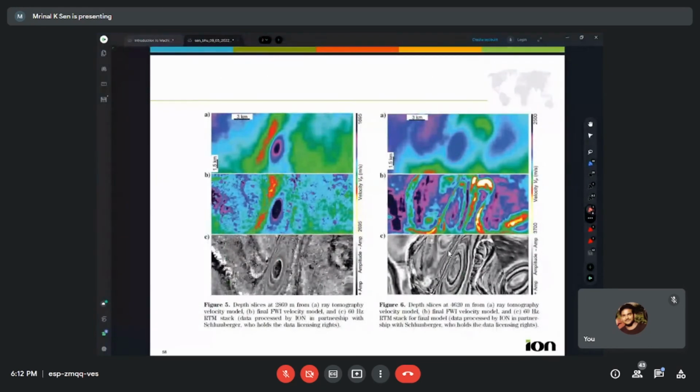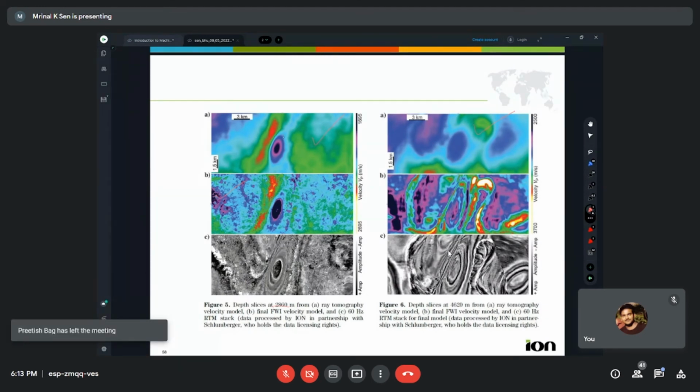Now this is the kind of plots that you will be looking at when you are carrying out an interpretation task. So these are depth slices. This top one is your ray tomography, and then this is your final FWI model. This is at one depth, 2860. And now this is your final FWI model at this depth, at 2860.